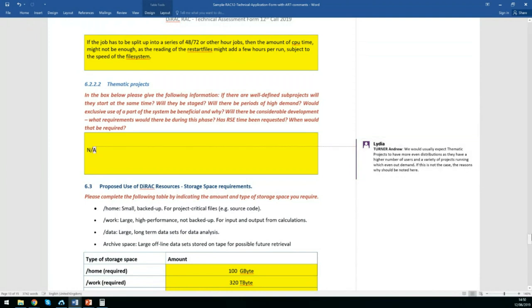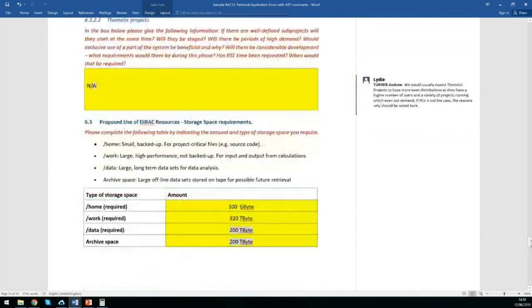Good. And then you have to look at how much data space you require. Home space is limited, it's usually backed up, so you're not putting your major data in your home space. You put your code into your home space simply because it's backed up. You want to have a fast-reacting I/O space for your work, and you might want to store your applications completely in that workspace while you are running it.